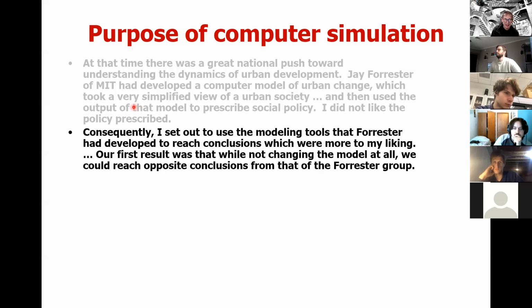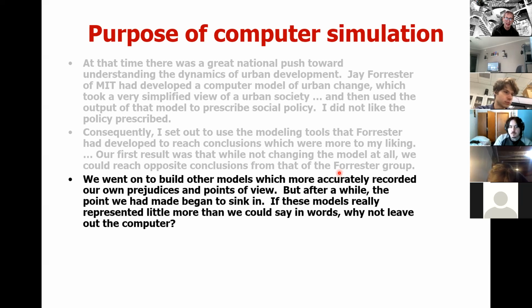He says, I set out to use the same modeling tools that Forrester had developed to reach conclusions which were more to my liking. And our first result was that while not changing the model at all, we could reach opposite conclusions from that of the Forrester group. Okay, so here's an important point. Make a computer model. It may have excessive realism. There may be parameters that you can tweak, and as you tweak those parameters, the predictions completely change. They're not robust. So then he says, then we went on to build other models which more accurately recorded our own prejudices and points of view.